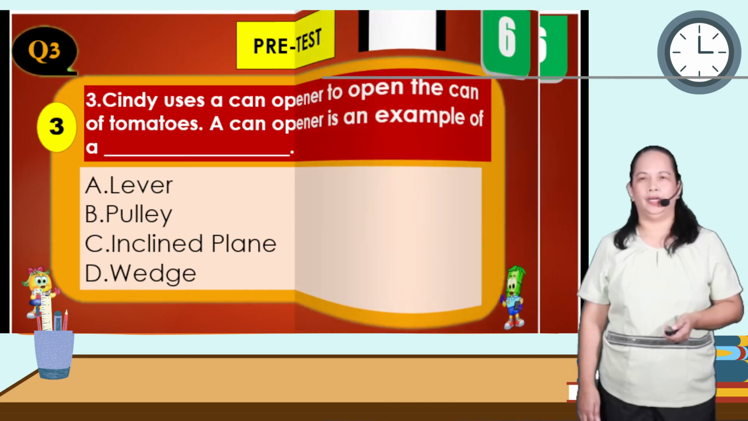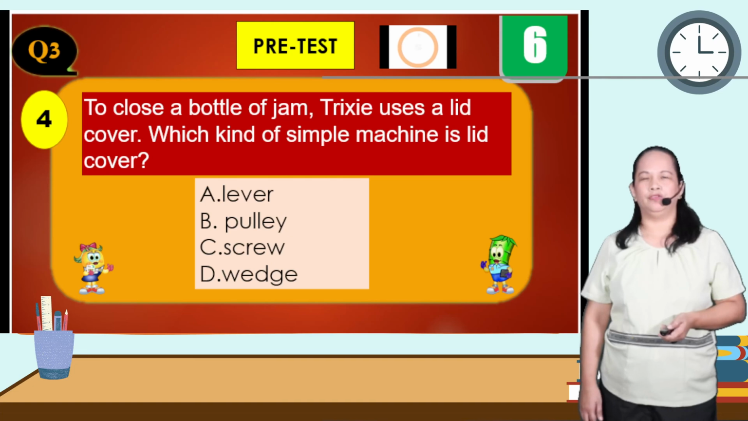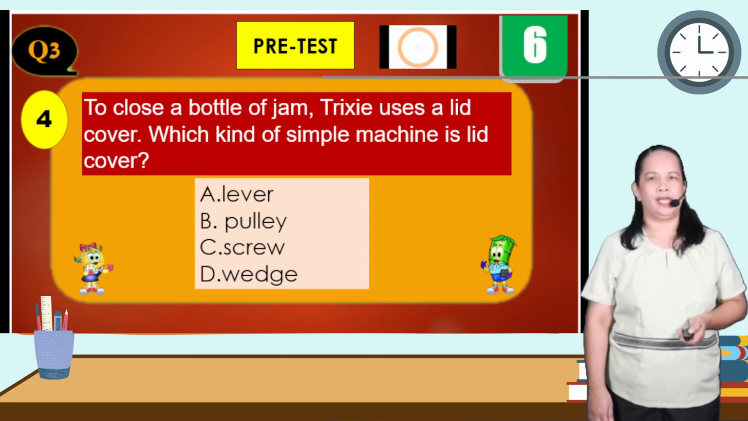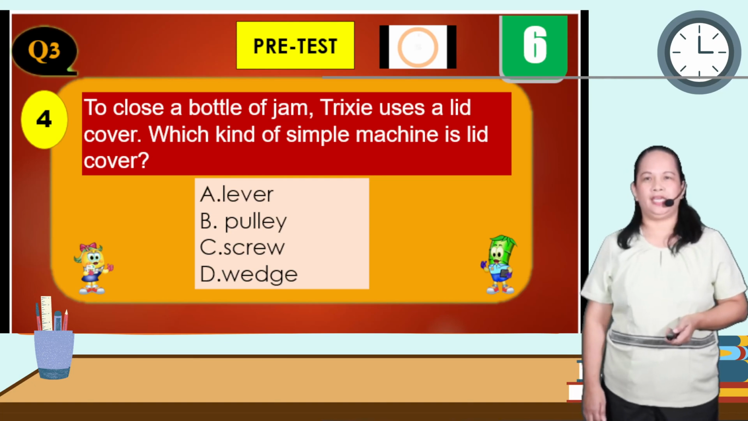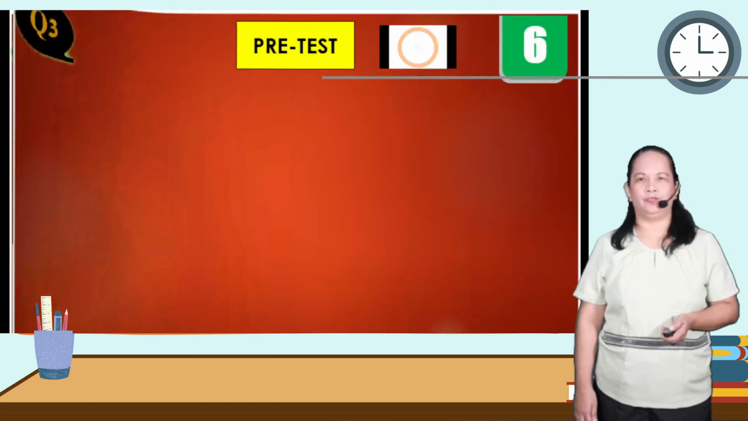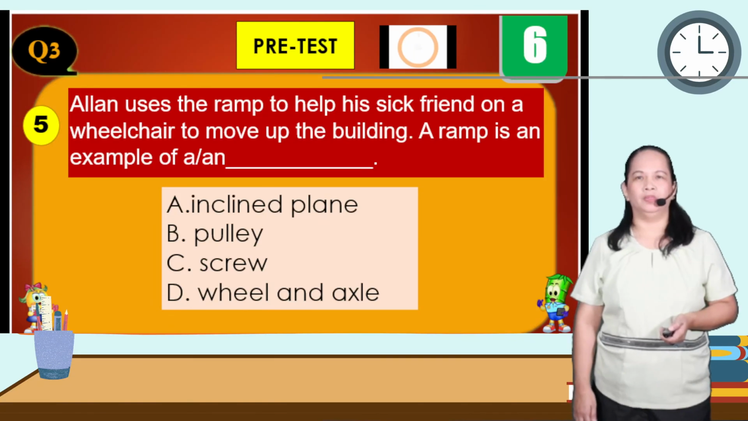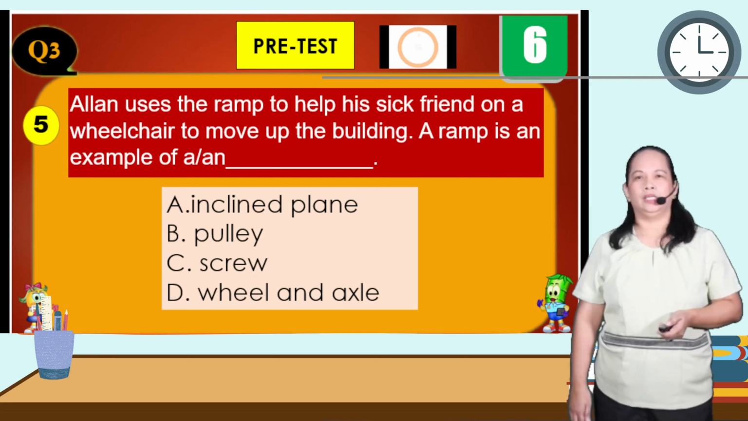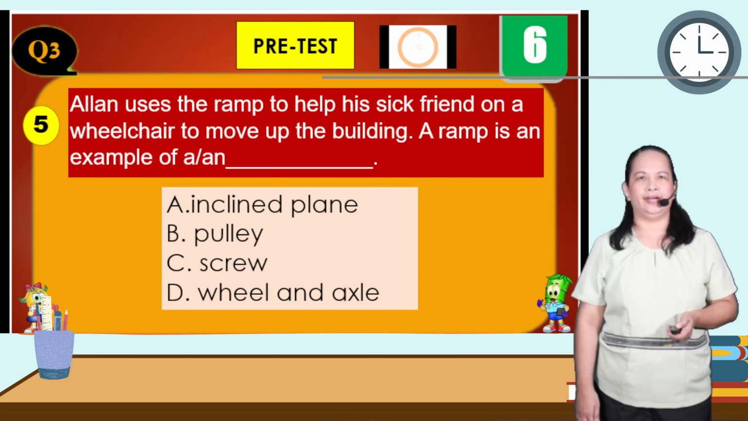Question number 4. To close a bottle of jam, Trixie uses a lid cover. Which kind of simple machine is lid cover? A. Lever, B. Pulley, C. Screw, D. Wedge. Timer starts now. Question number 5. Allam uses the ramp to help his sick friend on a wheelchair to move up the building. A ramp is an example of a or an blank. A. Inclined plane, B. Pulley, C. Screw, D. Wheel and axle. Timer starts now.